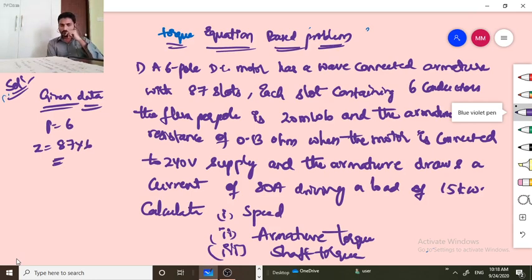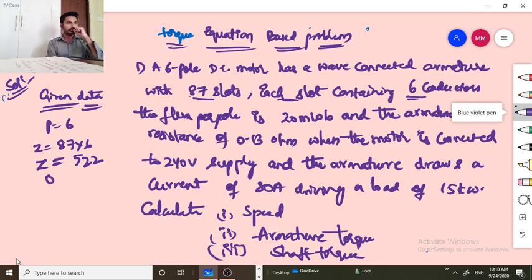So what is the value here? 522. So the Z value here is 522. Why? Because we have 87 slots, and each slot contains 6 conductors, so 87 into 6, so the total number of conductors is 522.